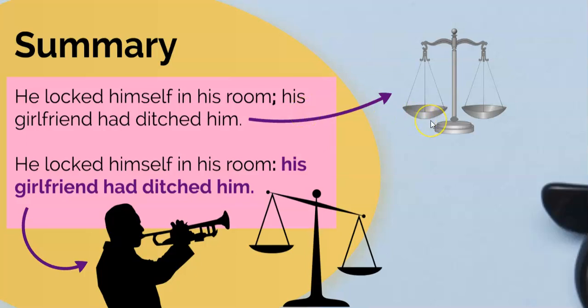To summarize, we use the semicolon when the information in each part of the sentence is of equal weighting. He locked himself in his room; his girlfriend had ditched him. We use the colon when the second half of the sentence is more important. He locked himself in his room: his girlfriend had ditched him.